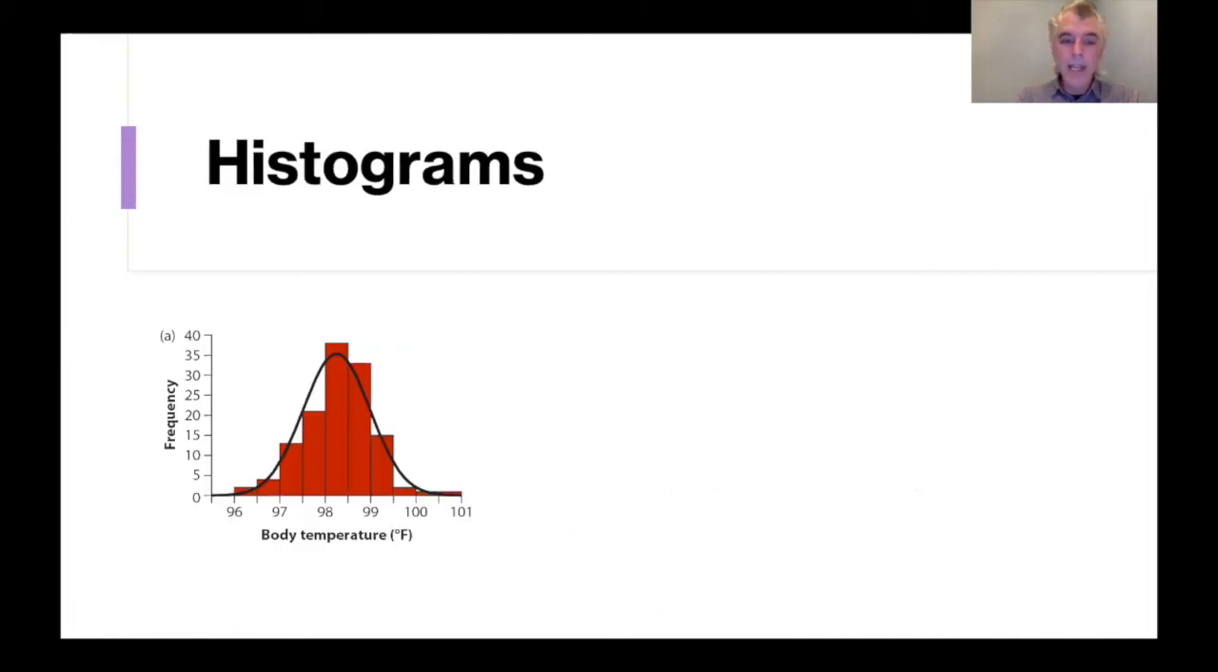So you've already seen histograms of normally distributed data. Here is an example of a distribution of body temperatures in degrees Fahrenheit. And you can see by looking at this histogram that it has all of the characteristics of a normal distribution. We have a symmetrical distribution where the most frequent observations fall in the intermediate range of the distribution, and it has this characteristic bell-like shape.